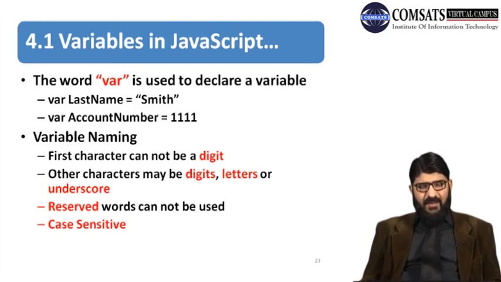So always remember, the first character of a variable cannot be a digit, while the other characters can be digits, letters or underscore. It means if I want to write 7 as a digit with last name, I cannot write it, because the 7 is a digit and it is the first character in the name of the variable, which is not allowed.